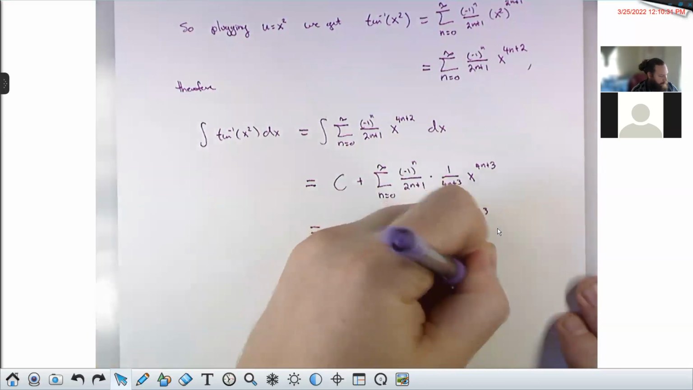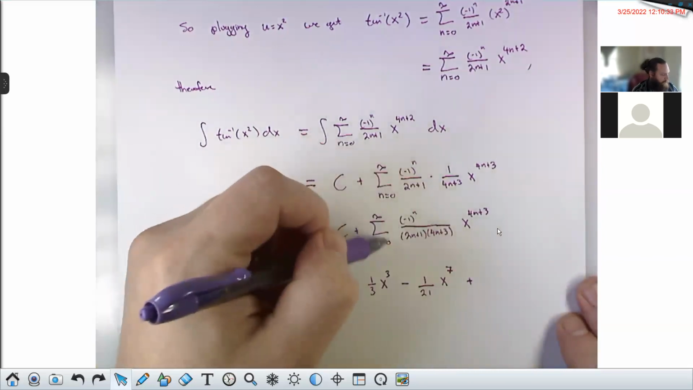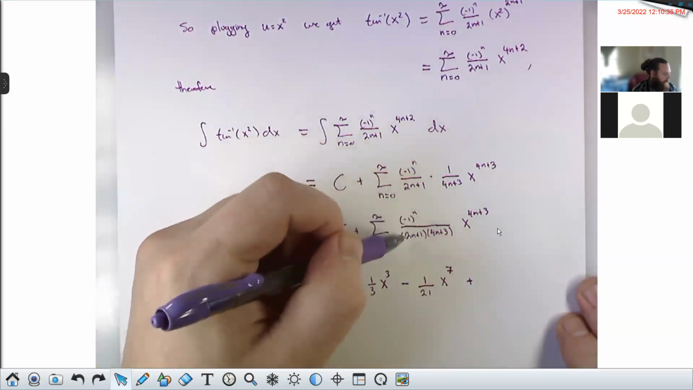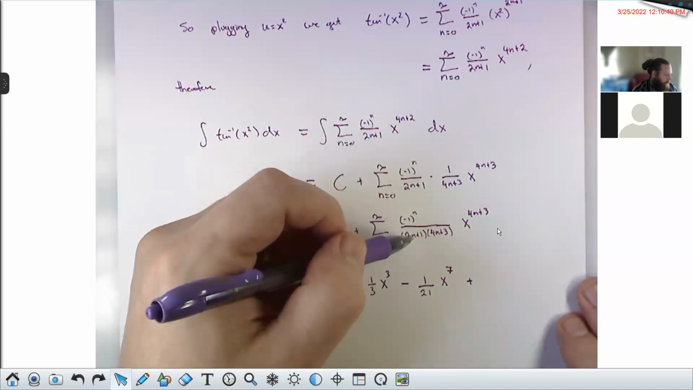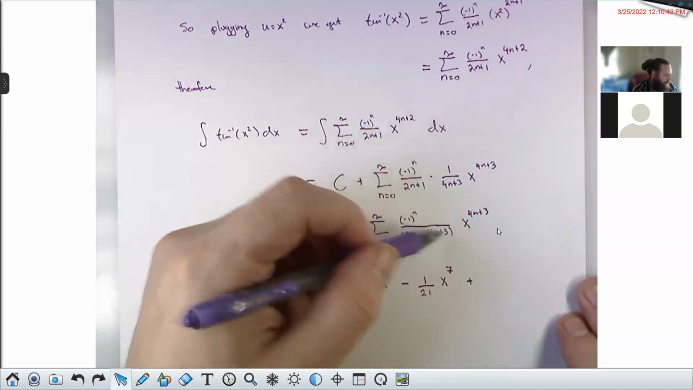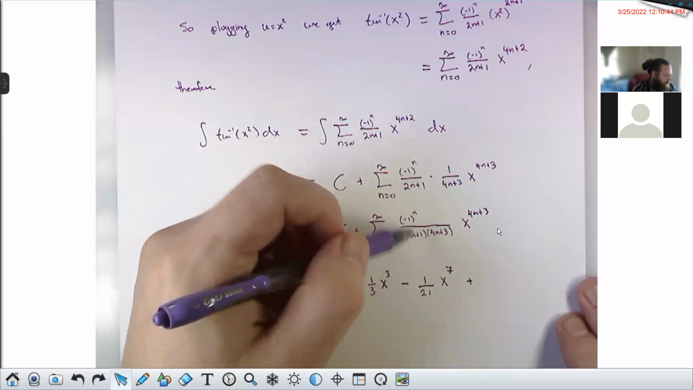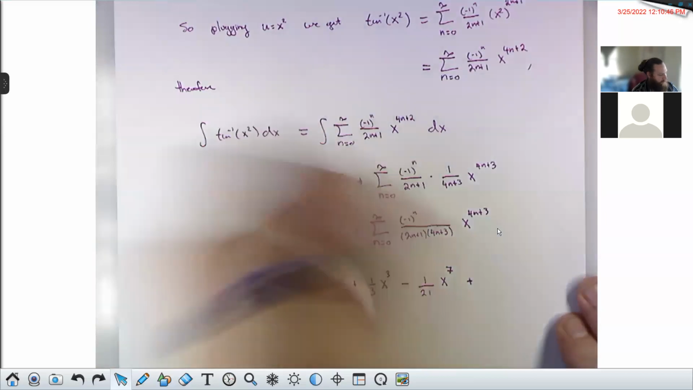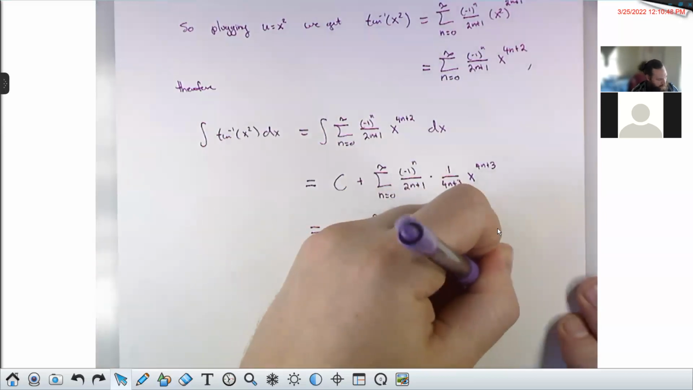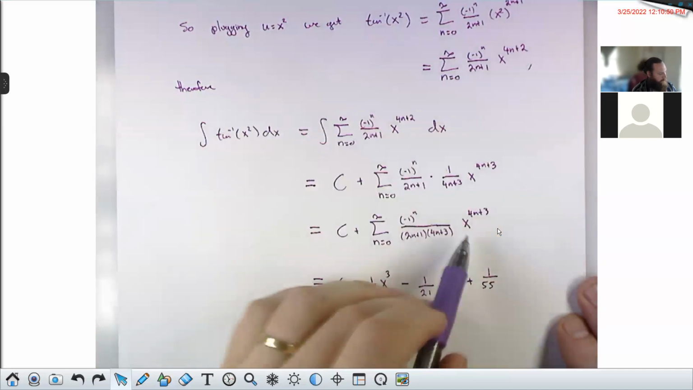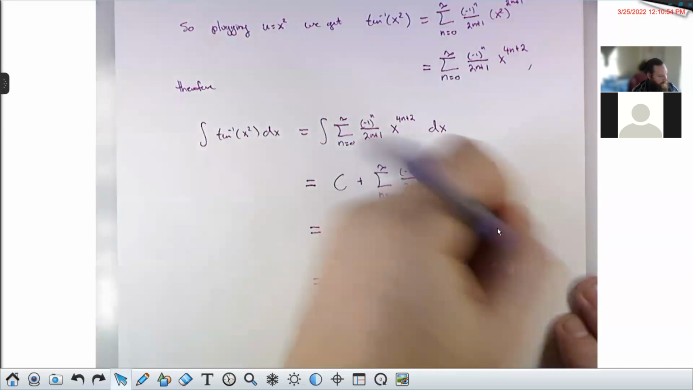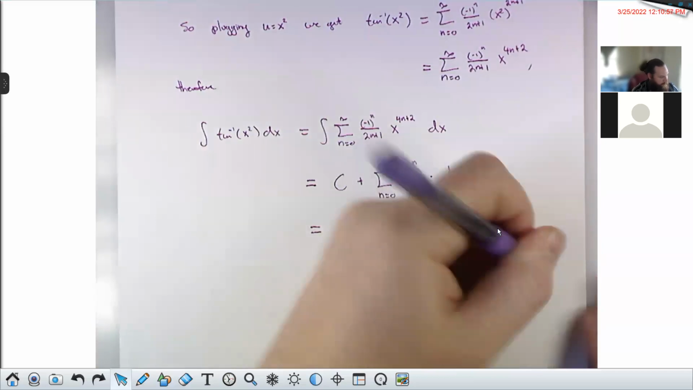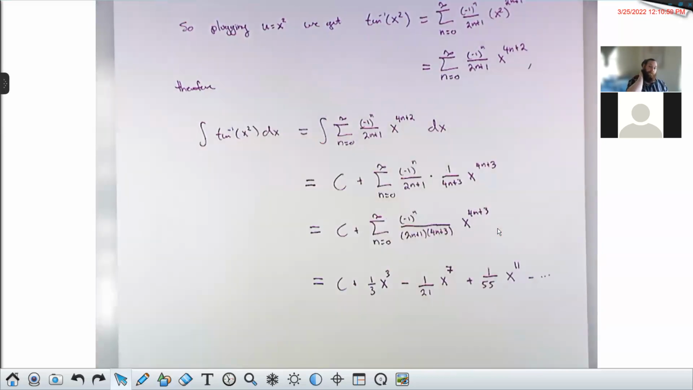The next term would be plus, right? -1 to the 2 is 1. 2 times 2 plus 1 is 4 plus 1 is 5. 4 times 2 plus 3 is 8 plus 3 is 11. So that's 1 over 5 times 11, which is 1 over 55 times x to the 8 plus 3, which is x to the 11. And the next term would be negative and goes on like this.